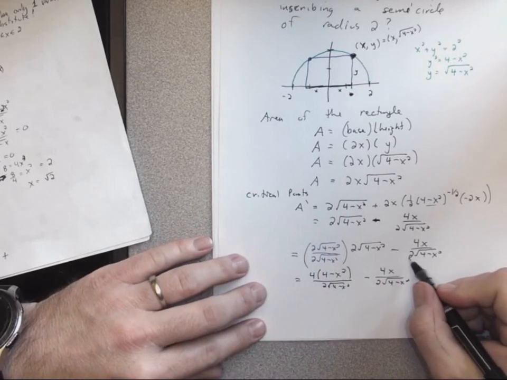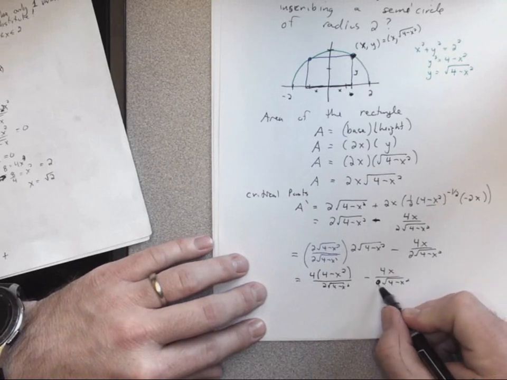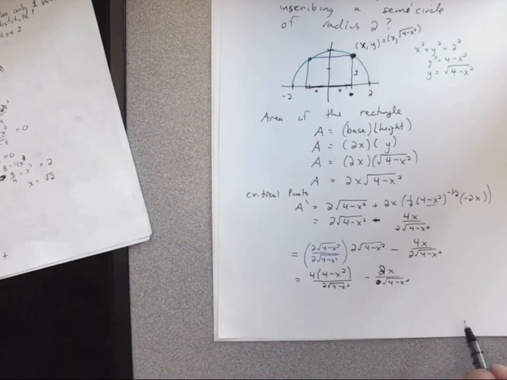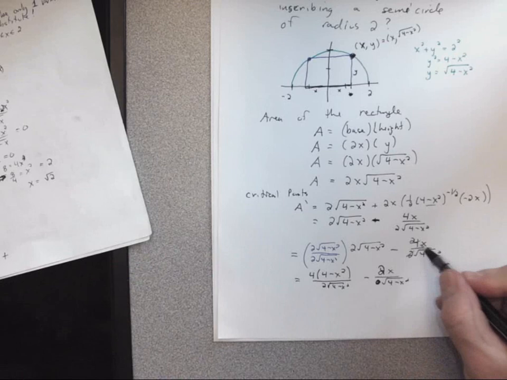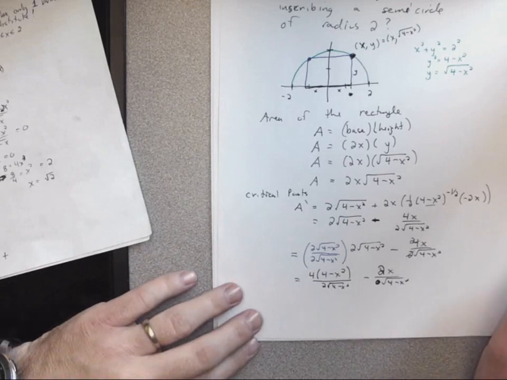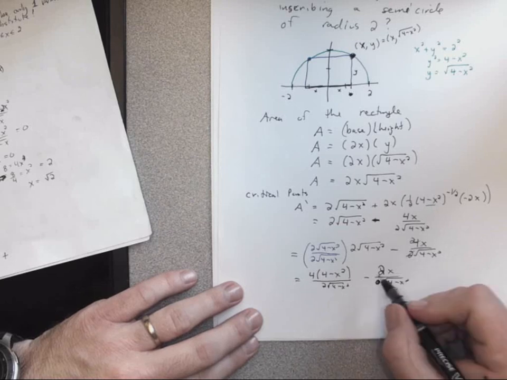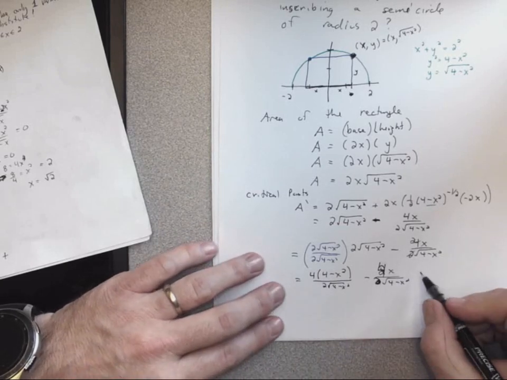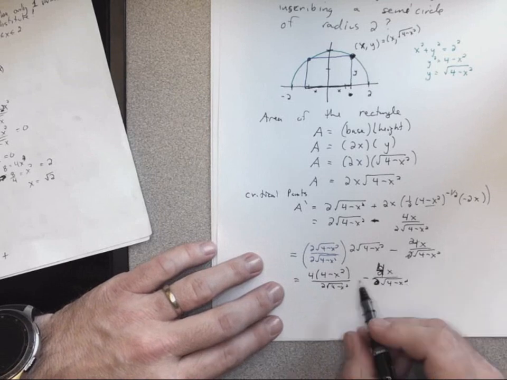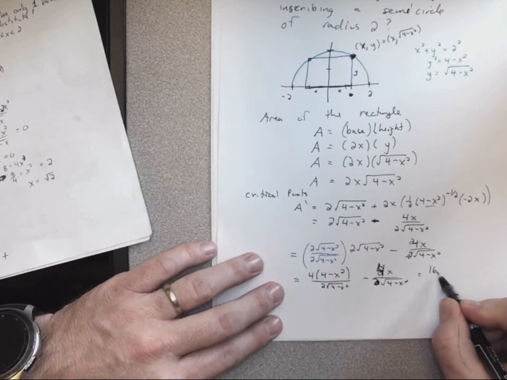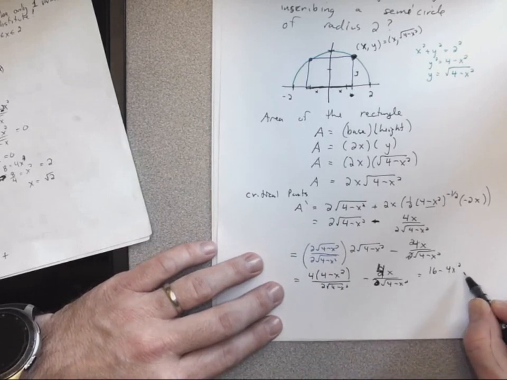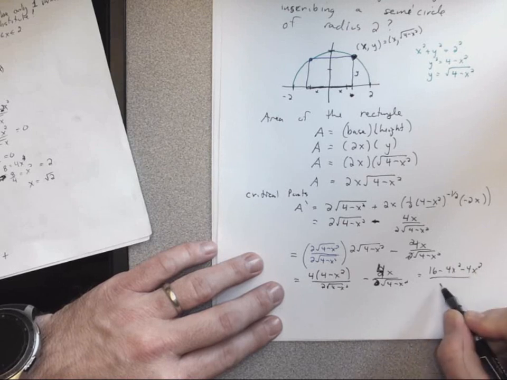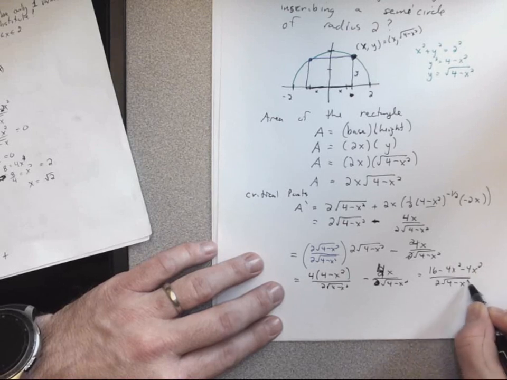So I can fix this too. Let's call this 2. So this goes in this twice. Well, never mind. I'll clean it up later. This is going to be 4 over 2. It'll be fine. I'll take care of it later. So when I multiply, this is going to be equal to 16 minus 4x squared minus 4x squared all over 2 times the square root of 4 minus x squared.